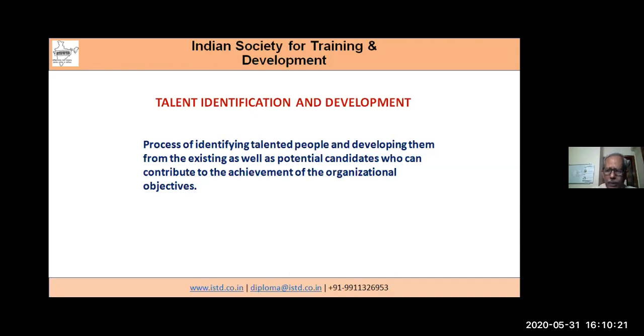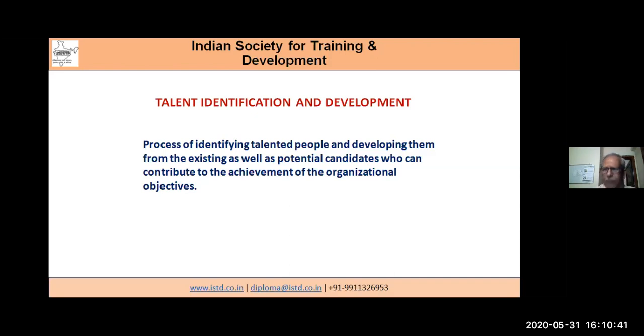Then there is a possibility that you can develop them the way the organization wants, and make them really suitable for a particular position. And the purpose of doing all these things is so that they should be able to contribute to the achievement of the organizational objective.